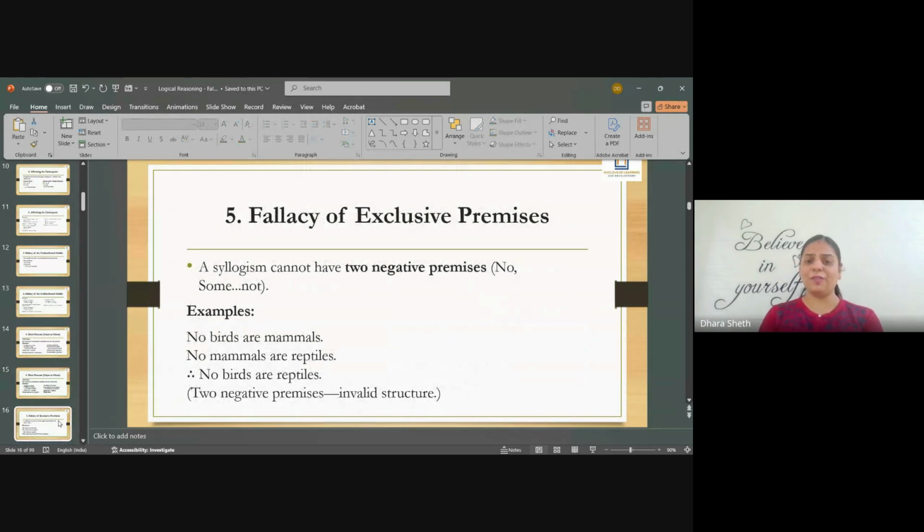The next is fallacy of exclusive premises. When you have two negative premises, there cannot be any kind of conclusion. So when you have two negative premises and a conclusion is drawn, it is called fallacy of exclusive premises. No birds are mammals, no mammals are reptiles, therefore no birds are reptiles. It would be invalid in any case. When there are two no's or when there are two some, there cannot be any conclusion. But here, when there are two no's, it is called fallacy of exclusive premises. I think we discussed it yesterday as well.